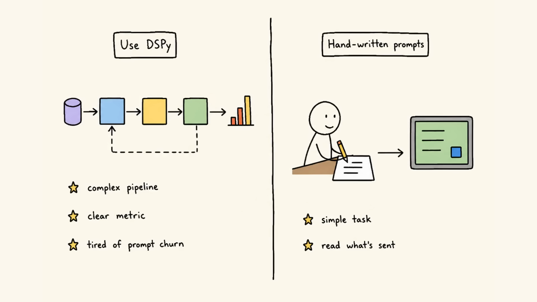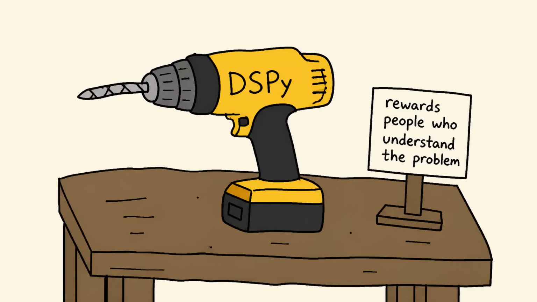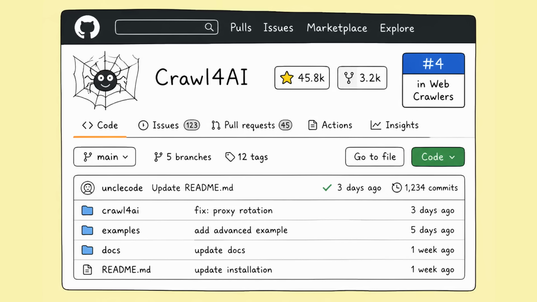So fork it like this. Reach for DSPy when you've got a complex pipeline, a clear metric to optimize against, and you're just tired of manual prompt churn. Stick with handwritten prompts when the task's simple, and you value being able to read exactly what's sent to the model. It's a power tool, and like any power tool, it rewards people who already understand the problem it's automating.